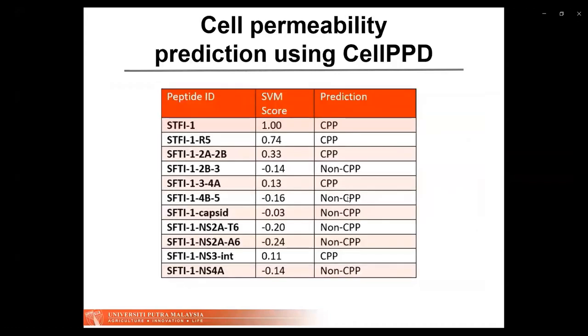Besides, it is important for antiviral peptides to be cell-permeable so that they can reach intracellular components where most target viral proteins are located. More than half of the SFTI-1 mutants may not be able to exert inhibitory activities due to inability to cross the plasma membrane, based on the CellPPD prediction. The cell permeability of these SFTI-1 mutants may be increased by incorporating non-polar residues at non-prime sites to offset the prime site polarity.